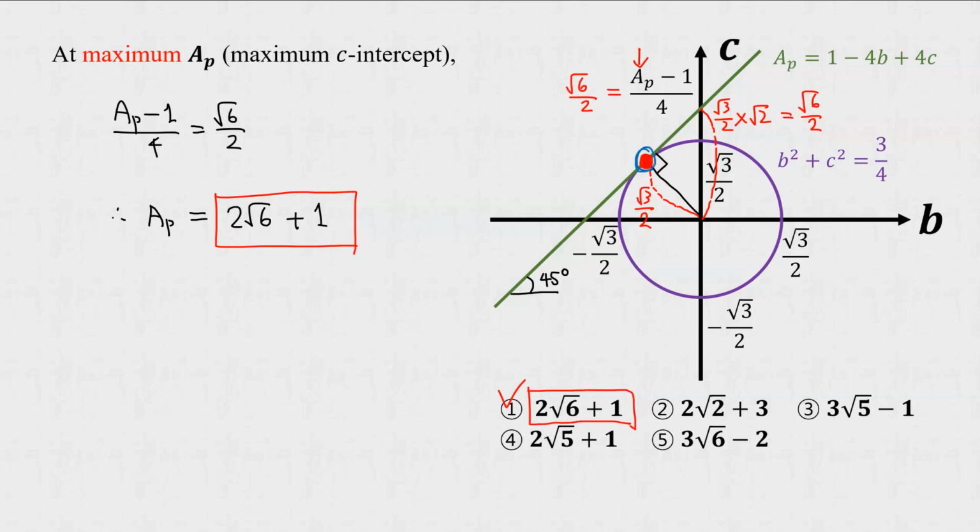Moreover, since this point right here is negative square root of 6 over 4, square root of 6 over 4, the normal vector of plane ABC at maximum condition is 1 over 2, negative square root of 6 over 4, square root of 6 over 4.